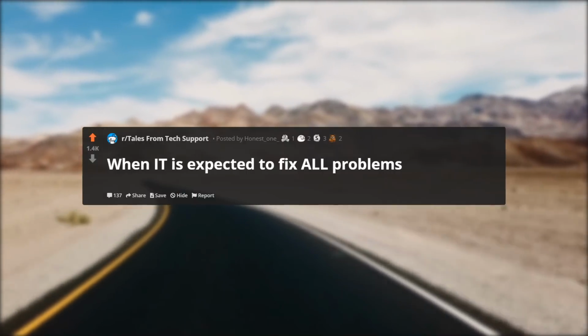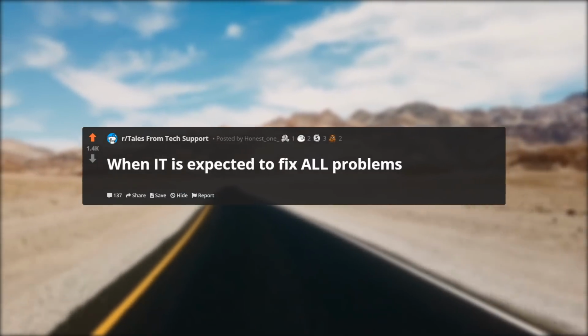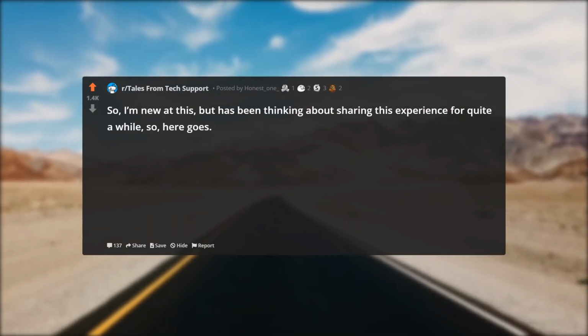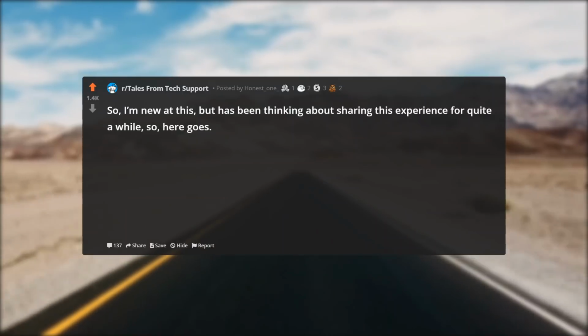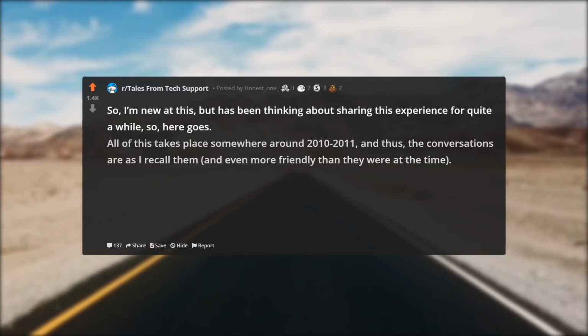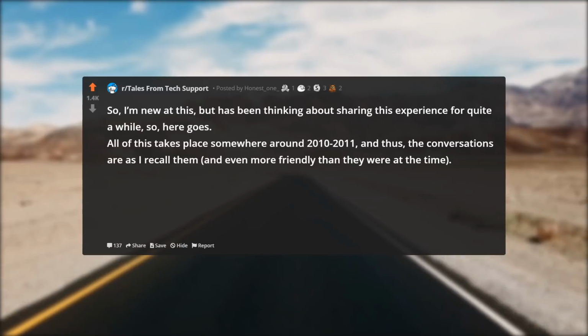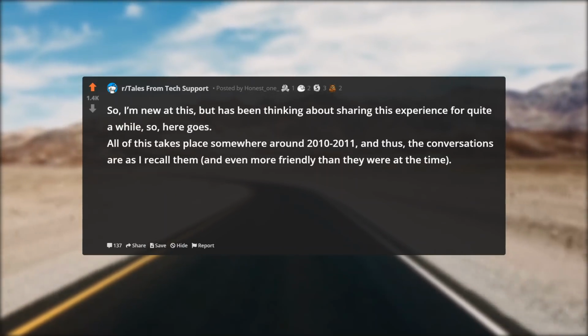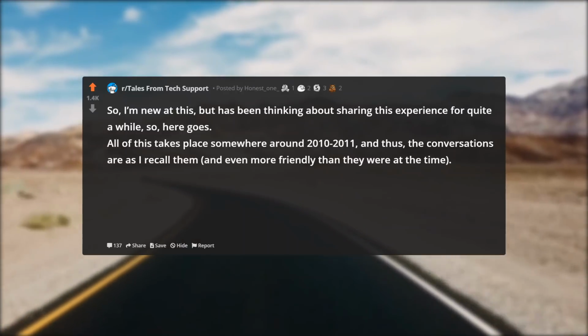So let's get started. When IT is expected to fix all problems. So, I'm new at this, but I've been thinking about sharing this experience for quite a while, so here goes. All of this takes place somewhere around 2010 to 2011, and thus, the conversations are as I recall them, and even more friendly than they were at the time.